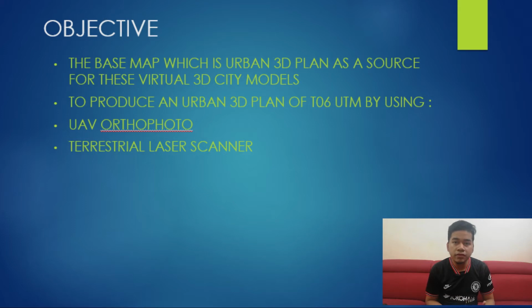stakeholder buildings involved. The base map, which is the urban 3D plan, as a source for these virtual 3D city models, is expected to be the digital map for urban planning that is stored and administrated by GIS. So the objective of this project is to produce an urban 3D plan of T06 UTM by using UAV orthophoto and terrestrial laser scanner.